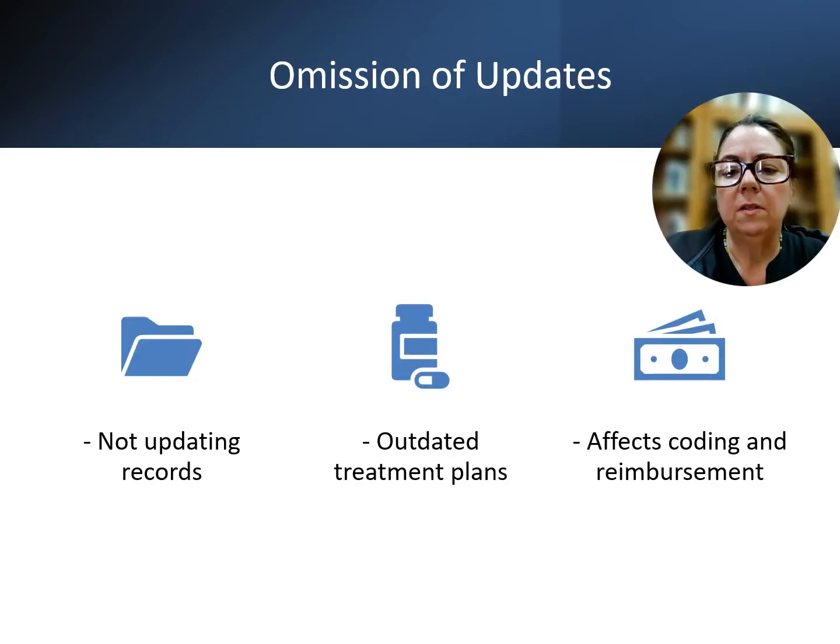Our next deficiency is omission of updates, like when a patient record does not reflect a recent change in diagnosis from bronchitis to pneumonia. Failure to update records with new information can lead to outdated or incorrect treatment plans. And in terms of coding, this can result in claims that don't accurately reflect the patient's current condition and ultimately lead to denied claims or underpayment.